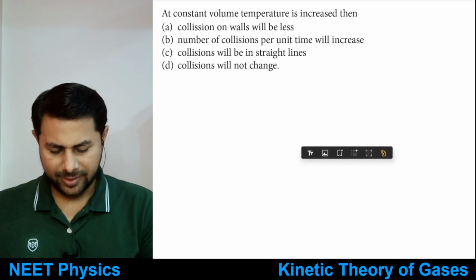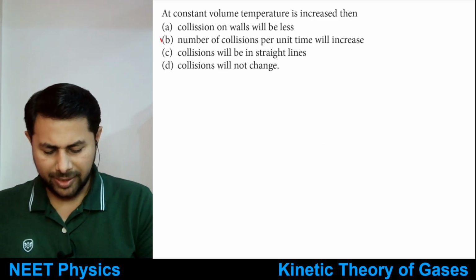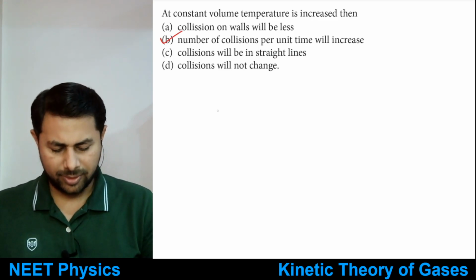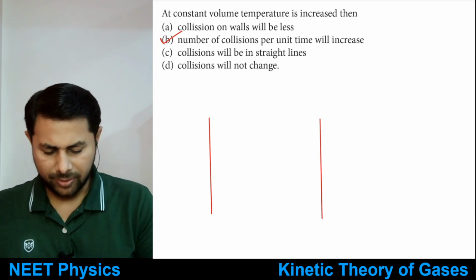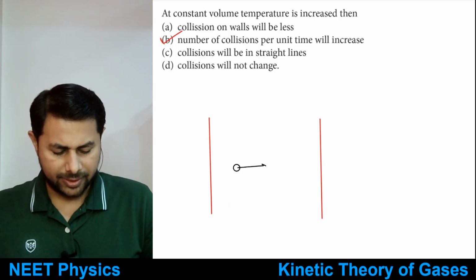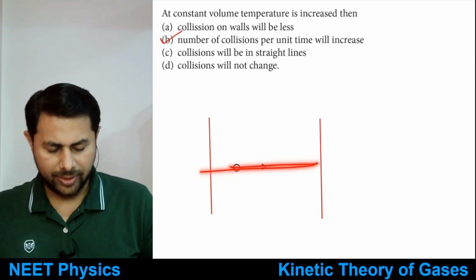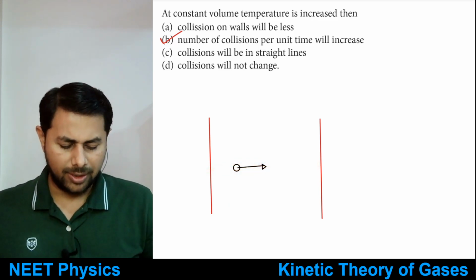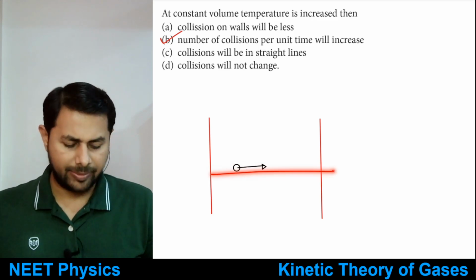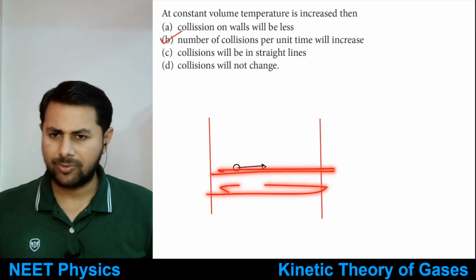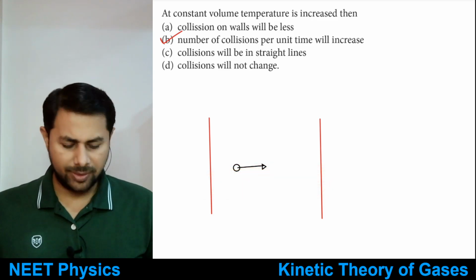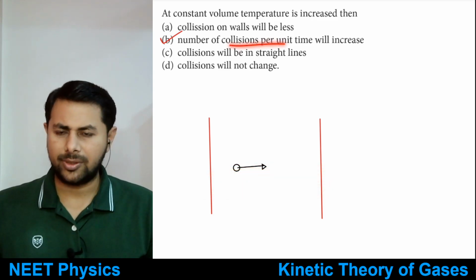That's correct. Okay, so as speed increases, what will happen? Suppose you have, consider these two walls and molecules are moving like this towards that wall, let's say in one dimension only. So if speed increases, that means it will collide more frequently with this wall as well as this wall. Okay, so this is simple. Number of collisions would increase.